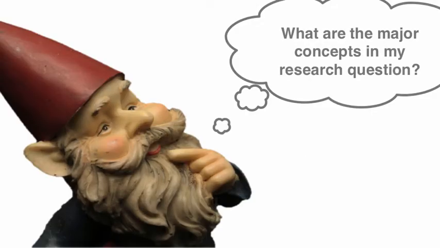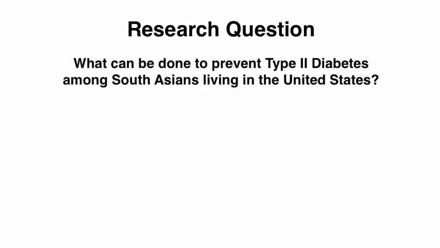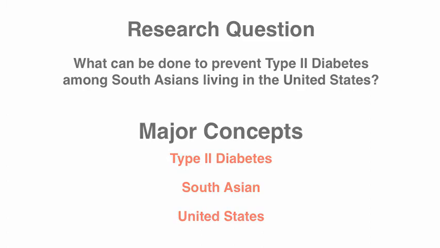To begin, we need to ask ourselves, what are the major concepts in my research question? So for example, in my research question, what can be done to prevent type 2 diabetes among South Asians living in the United States? My major concepts are type 2 diabetes, South Asian, and United States.